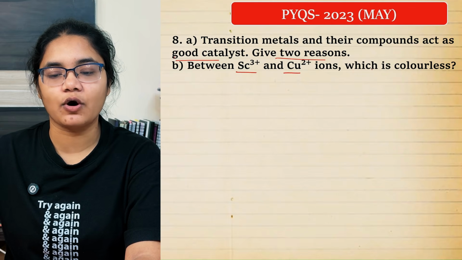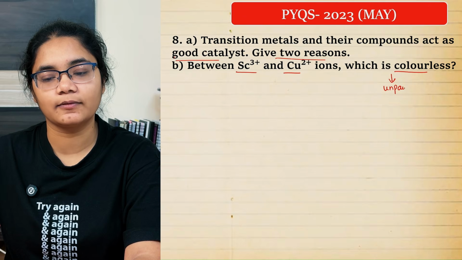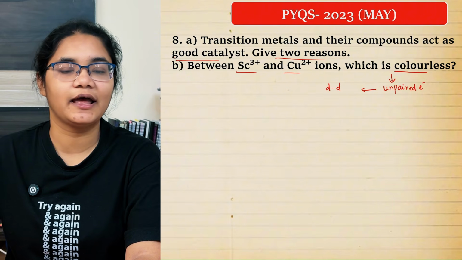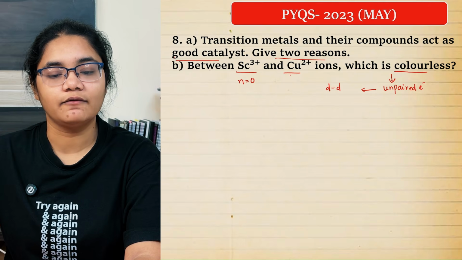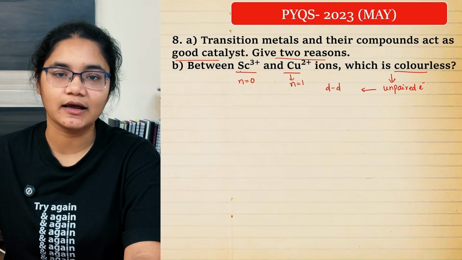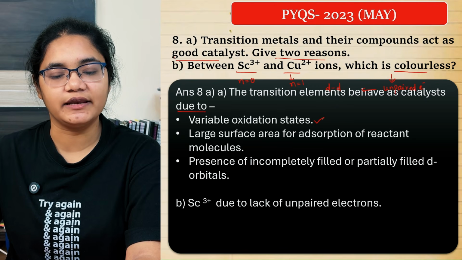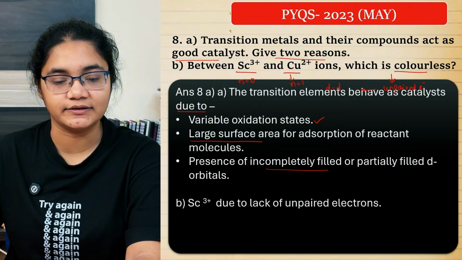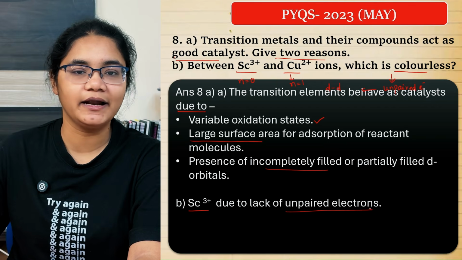Between scandium 3 plus and copper 2 plus, which is colorless? Remember, for color also, we need unpaired electrons. Whichever has unpaired electrons will undergo d-d transition, and then there will be color. If you see scandium 3 plus, the number of unpaired electrons is 0, whereas in copper 2 plus, the number of unpaired electrons is 1. So definitely scandium 3 plus will be colorless. Transition metals behave as catalysts due to variable oxidation state, large surface area, and presence of incompletely filled d orbitals. And scandium 3 plus is colorless because of lack of unpaired electrons.